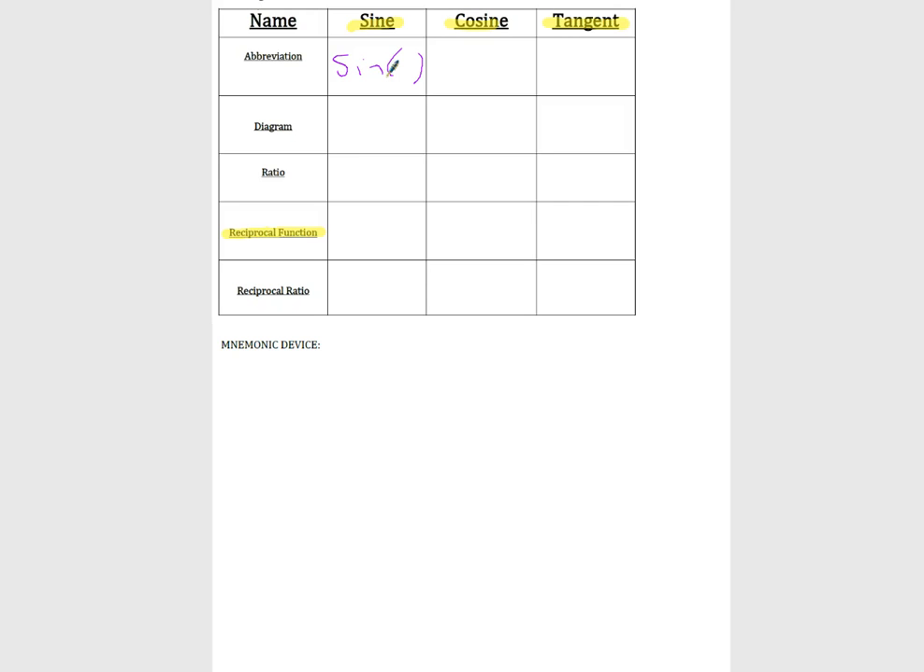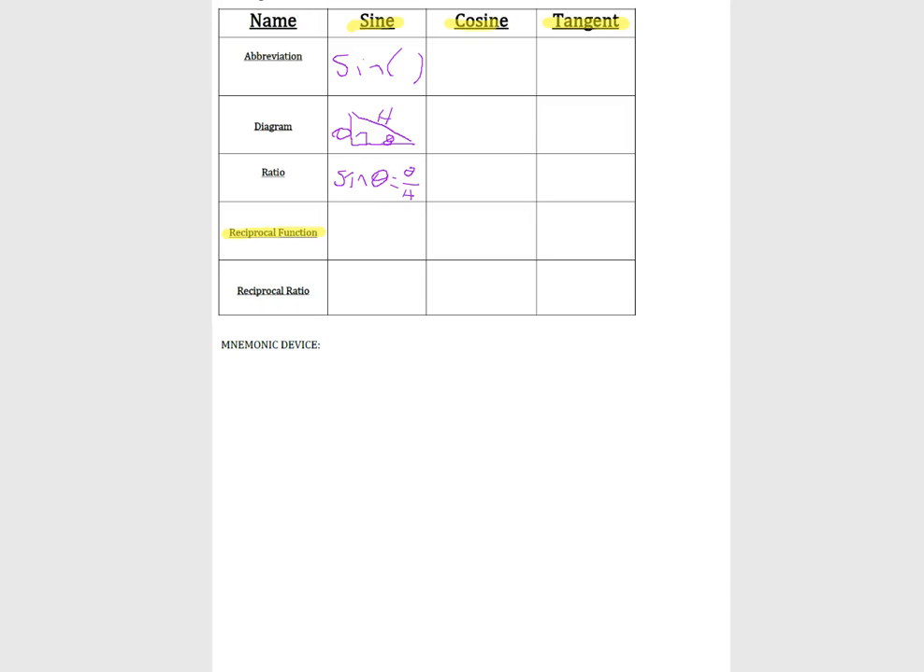So the ratio that we are going to use for sine: if we have an angle, we're going to call this angle theta. Sine involves the hypotenuse, which we can identify as the side across from the right angle, and the leg opposite of our angle. So it's going to be sin of theta equals the opposite side over the hypotenuse. All of these trig functions are just going to be a relationship between two sides of a given triangle.